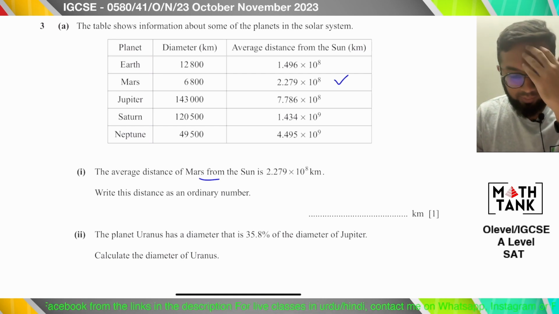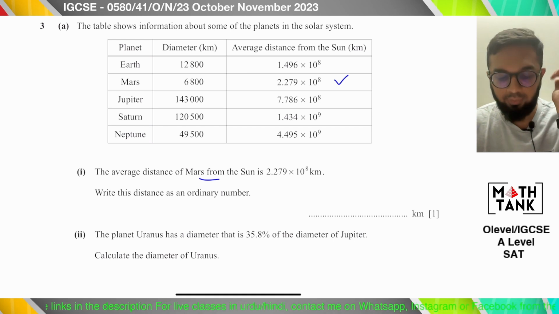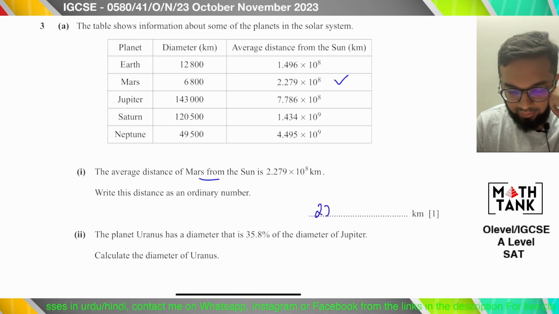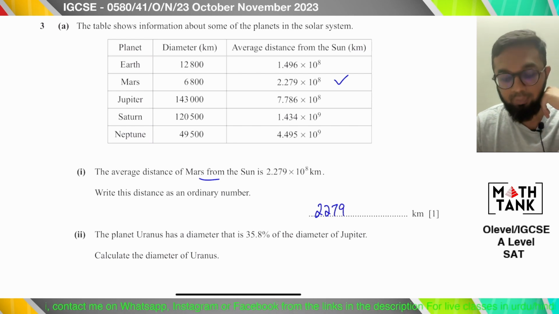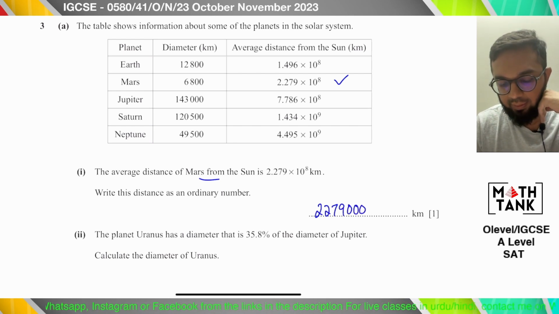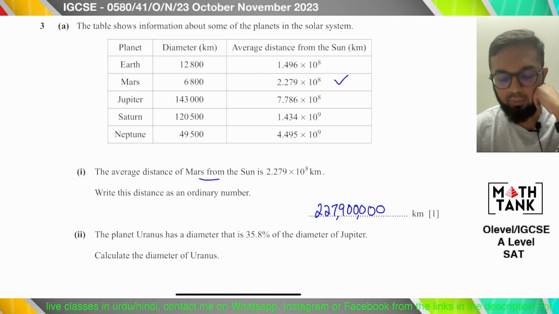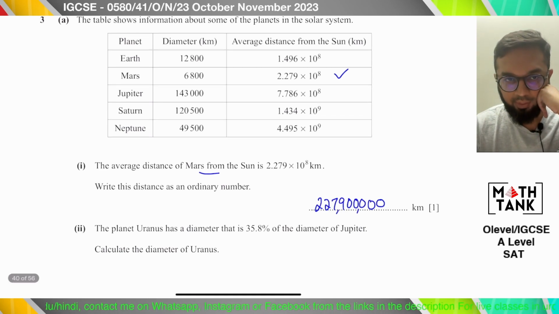Either you can use your calculators to do this, or you can do this manually by moving 8 decimal places to the right. So I'm going to say 279, that's 3 decimal places, and then I need another 5 zeros. 1, 2, 3, 4, 5. You can also put commas after every 3 to denote millions, but that's your choice.